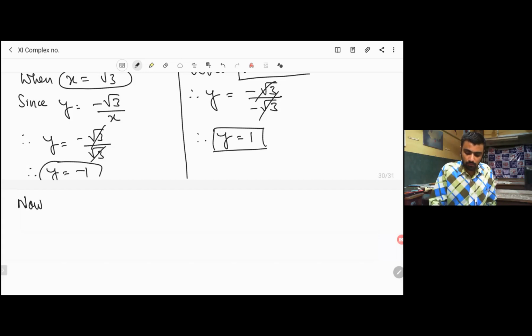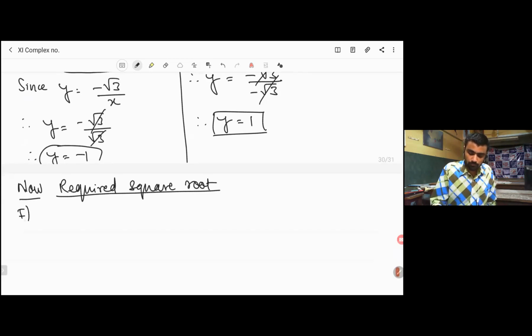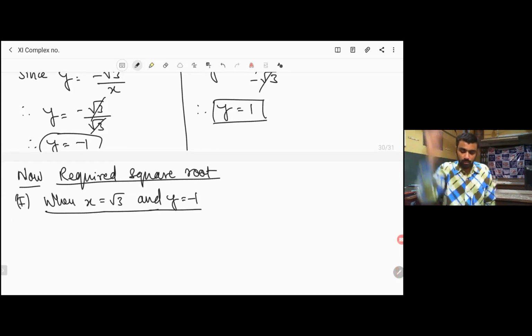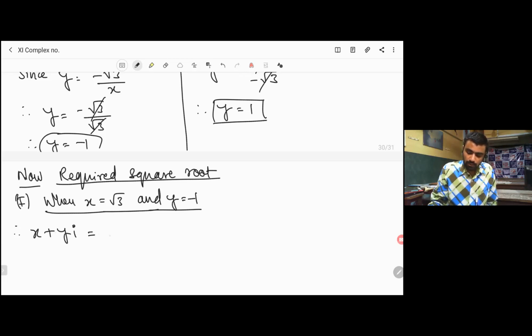Now required square root. When x is equals to √3 and y is equals to -1, तो मेरा स्क्वायर रूट क्या होगा? तो मेरा स्क्वायर रूट क्या था? x प्लस वाई आई, तो क्या हो जाएगा? √3 प्लस -1i। ठीक है। अब सेकेंड सिचुएशन में क्या?